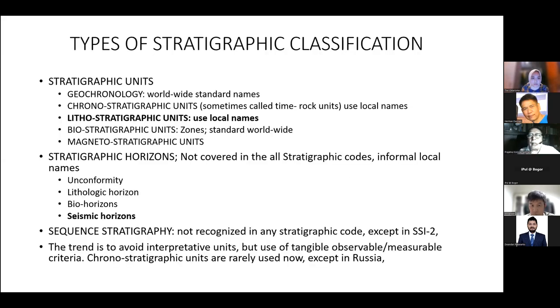But what about the stratigraphic classification? Well, there are actually two types of units. One is stratigraphic horizon units, which are actually zones with tops and bottoms. And in the beginning, only the word geochronology was used, with names like era, period, etc. And then there was a need for countries to have their own stratigraphic units, sometimes called time-rock units, using local names, which are not directly comparable with the standard geochronology in Europe.